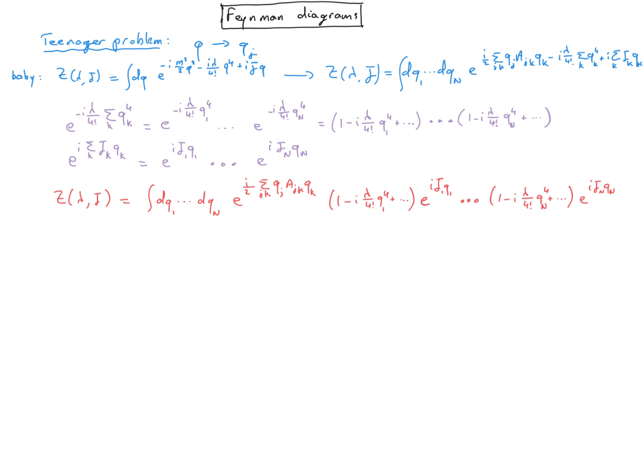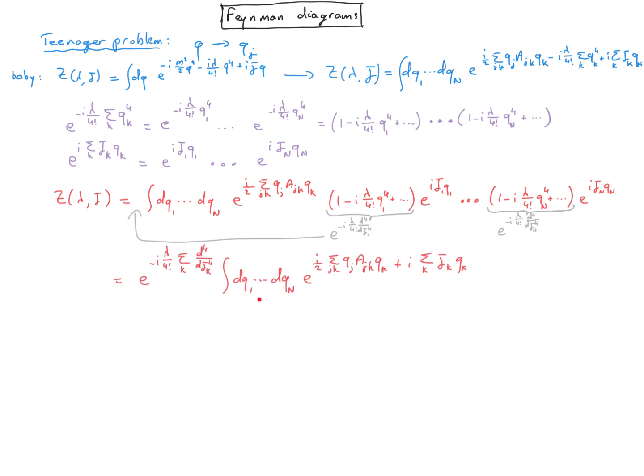As before, we see that we can replace each q by a derivative with respect to j. The exponential of the derivatives with respect to j does not depend on q, and therefore it can be moved outside of the integral. We now recognize a Gaussian integral, where the matrix D is just the inverse of the matrix A.